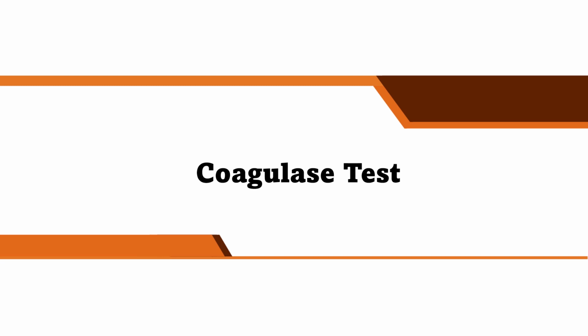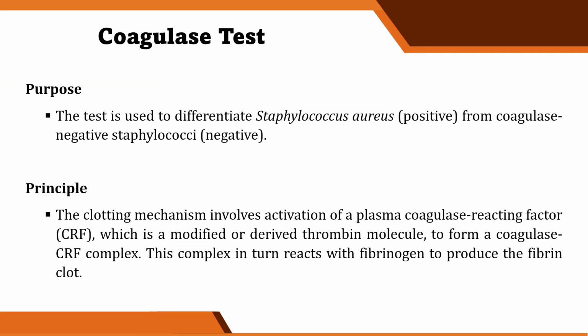Next, we have the coagulase test. So, the purpose of our coagulase test is to differentiate Staphylococcus aureus, which is positive, from coagulase-negative staphylococci. So, ano bang principle ng coagulase test? We test to detect the presence of the coagulase.